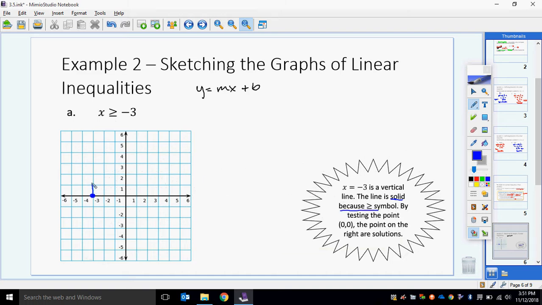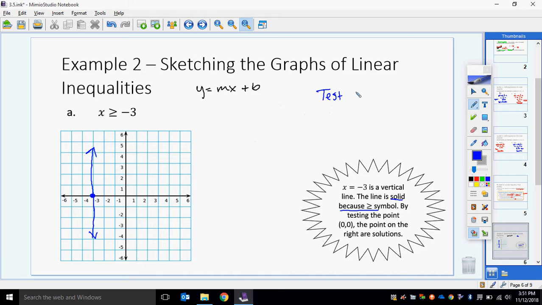So I want a vertical solid line to represent this inequality. Okay, so nothing's changed so far except I had to be careful about the dotted versus solid line. And then the next thing I need to be careful about is the shading. Okay, so what we're going to do is test points.